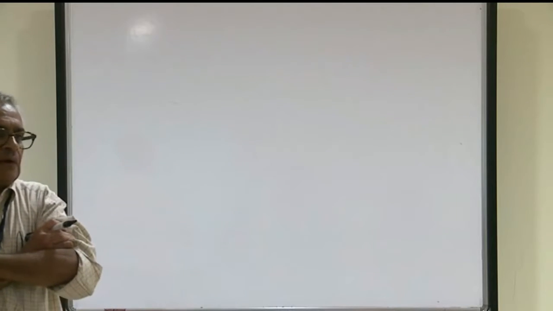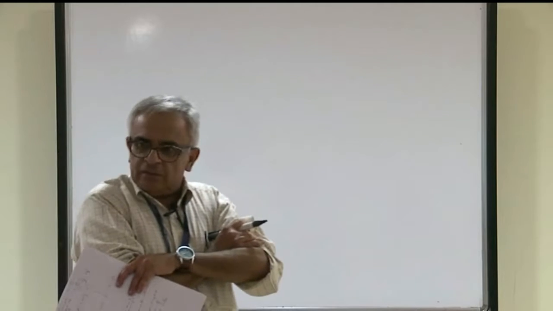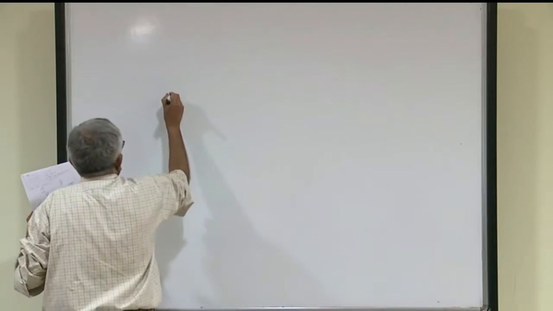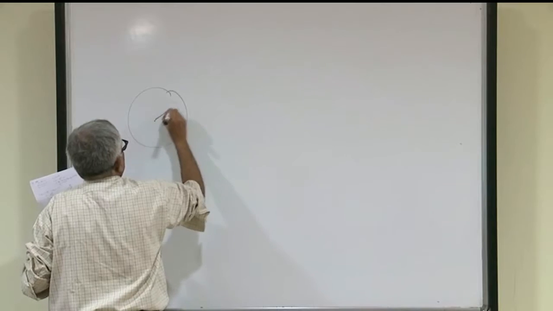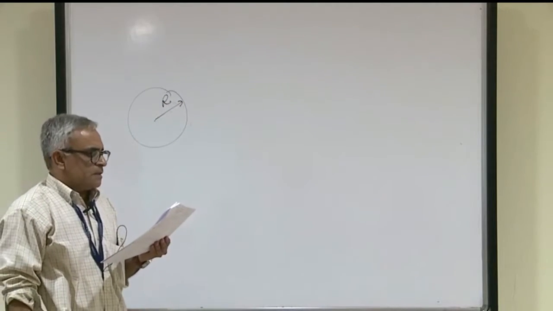That is the minimum velocity required for any object to escape the gravity of the earth. Okay? Now, how does that come about? Supposing you have the earth of radius r. Okay?